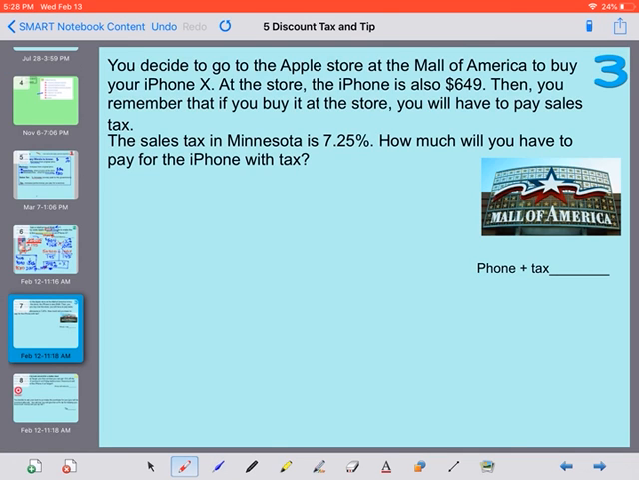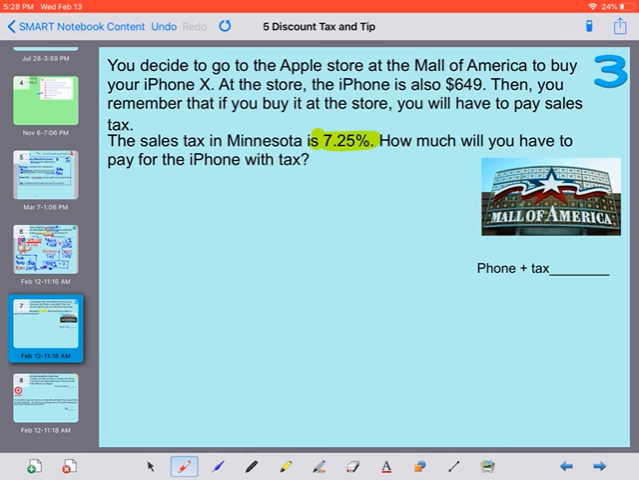These next two hopefully will be a little bit easier, make a little bit more sense. It says you decide to go to the Apple Store at the Mall of America to buy your iPhone X. At the Apple Store, the iPhone is also $649. Then you remember that if you buy it at the store, you'll have to pay sales tax. Sales tax in Minnesota is 7.25%. How much will you have to pay for the iPhone with tax?